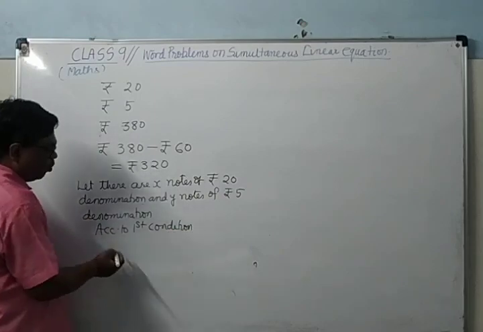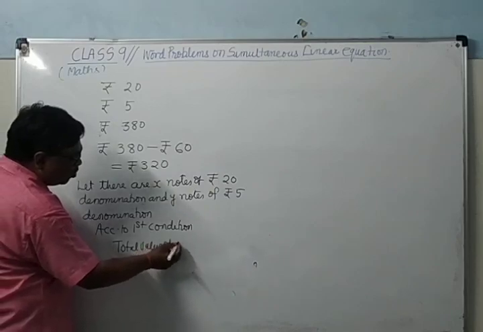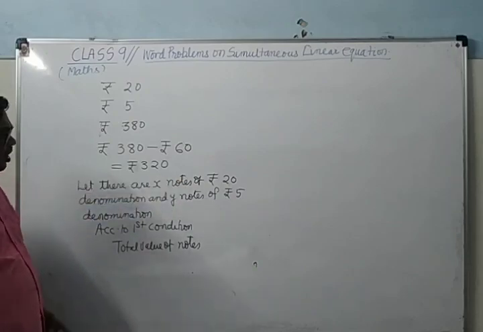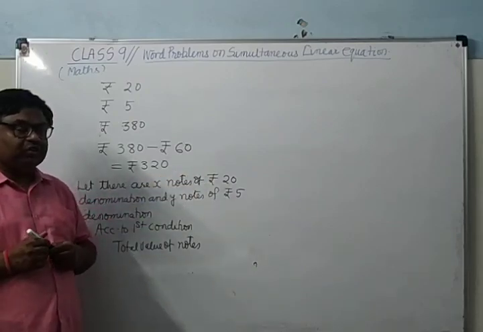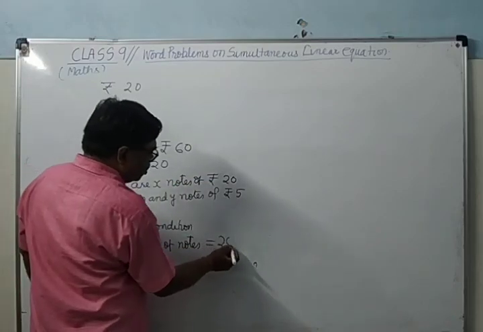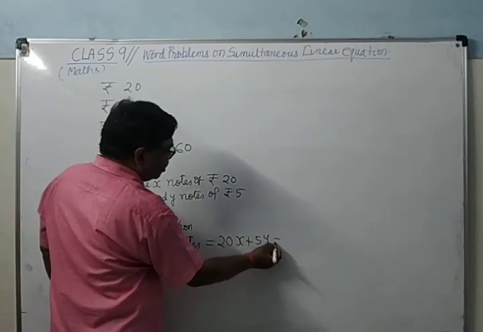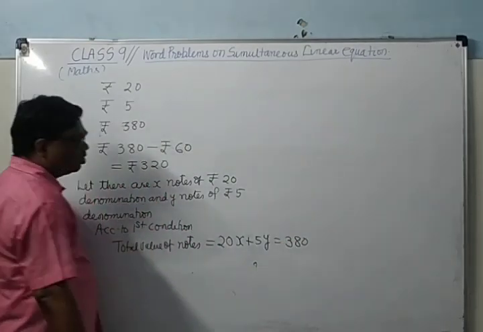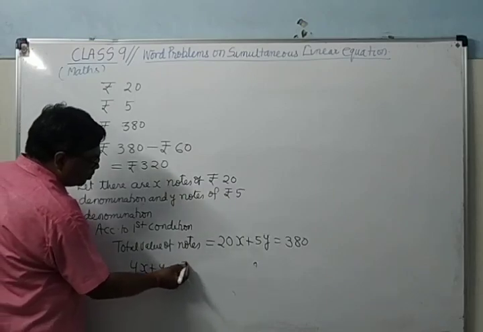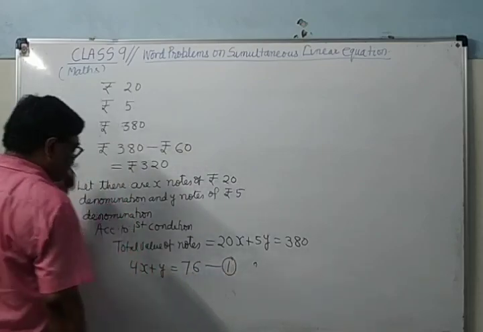what is the total value of notes? In the question it is given as 380, but according to this, X notes are of rupees 20 each. So what will be the total value? 20 into X. And Y notes of rupees 5, so 5Y equals 380. So you cancel by 5. So it will be 4X plus Y equals 76. This is equation 1.